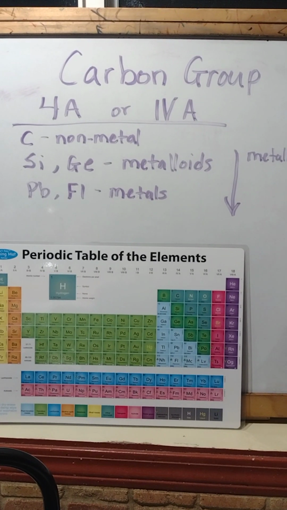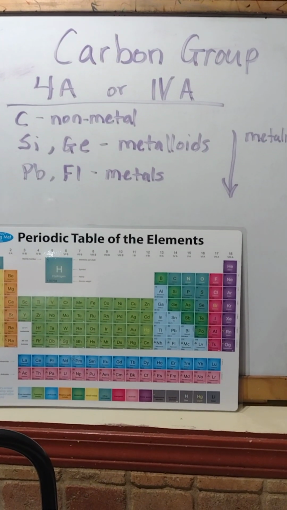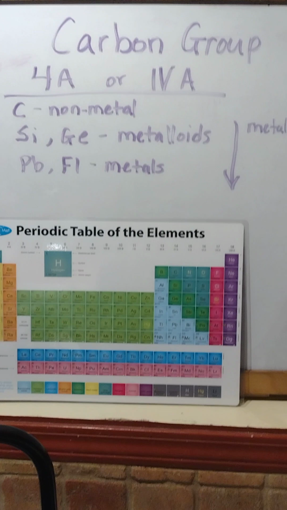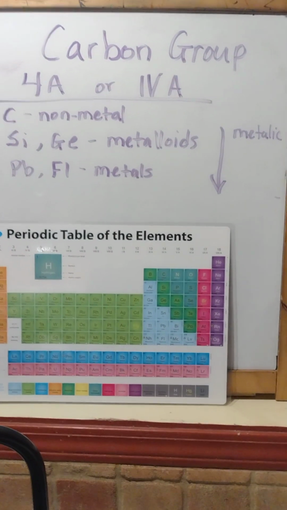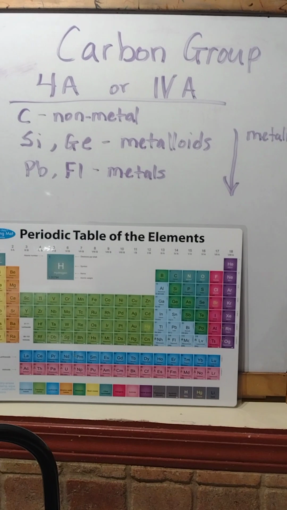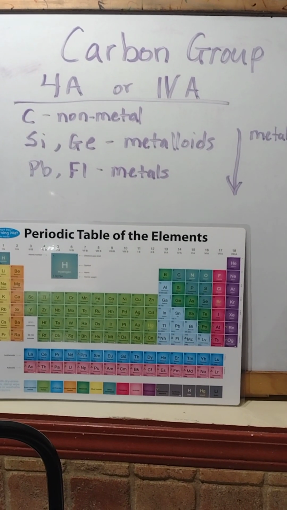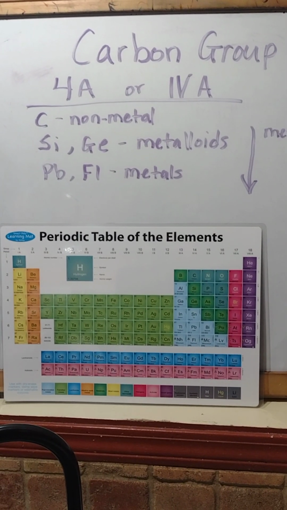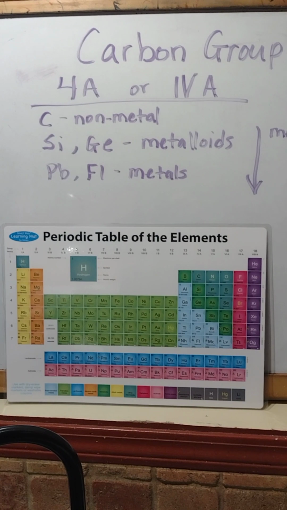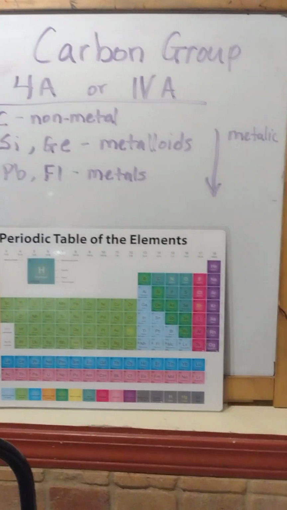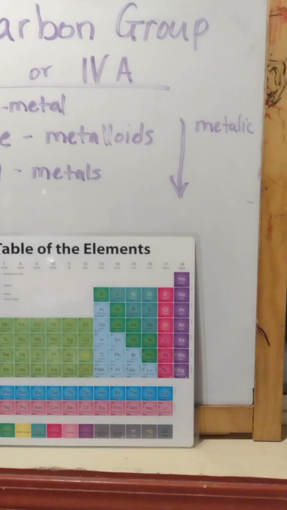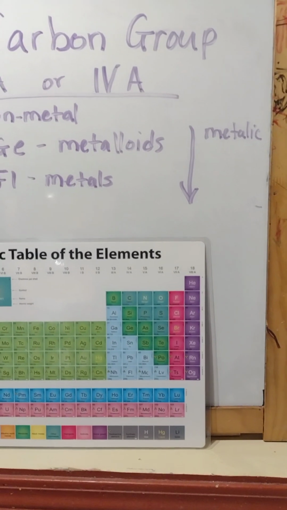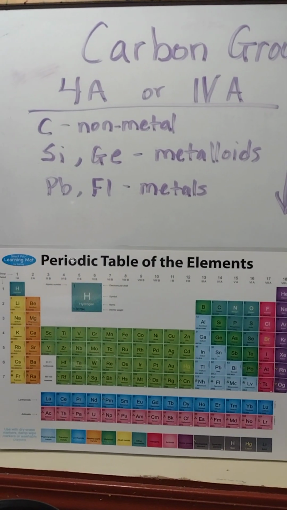Next is the carbon group, group 4A. So how many valence electrons does it have? 4, and it starts with carbon. Carbon is what you're going to find when you study organic chemistry, because all living things have carbon in them, and carbon is a nonmetal. And then silicon and germanium are metalloids, and then lead and flerovium are metals. So you can see the trend going down in the group is that the metallic characteristics of the elements increase as you're going down in the group.